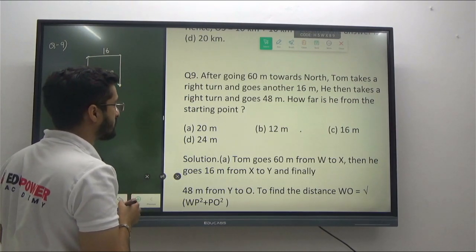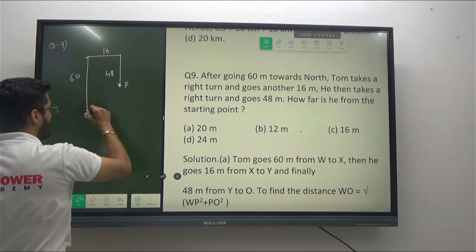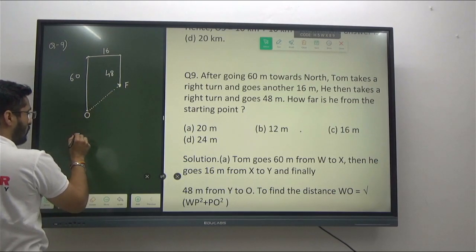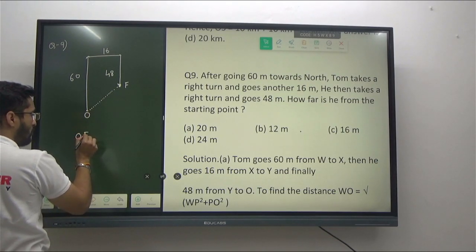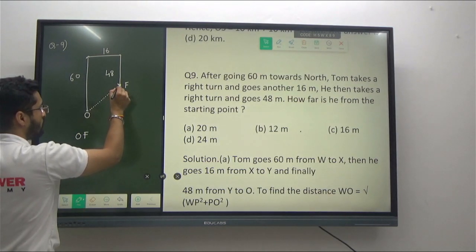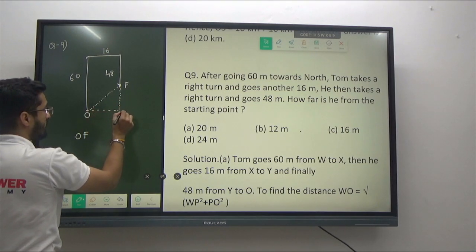How far is he from his starting point now? Okay, so this is the initial point, this is the final point. So the distance will be this OF. OF will be the distance. We need to compute OF in this question. Now what will be the value of OF? For calculating OF, we need to use the Pythagoras theorem.